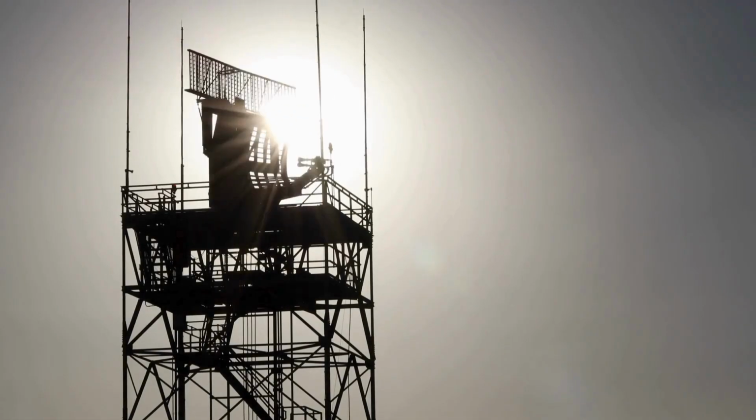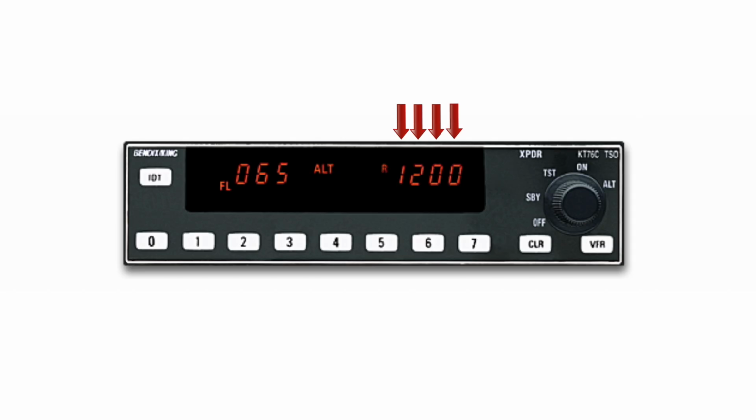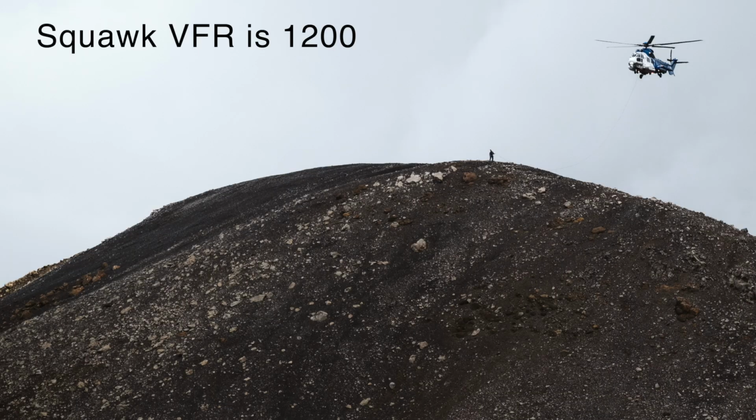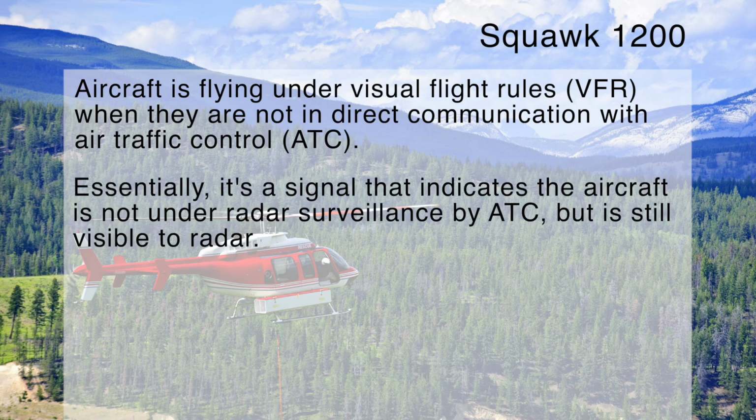The code will show up on ATC radar and allows them to easily identify your aircraft. Each code is 4 digits and assigned by ATC. If you aren't assigned one, the default code should be set on 1200, which means the aircraft is flying under VFR and is not in direct communication with ATC. The standard 1200 VFR squawk code is standard in the United States and Canada. So if you ever hear squawk VFR, it means squawk 1200.